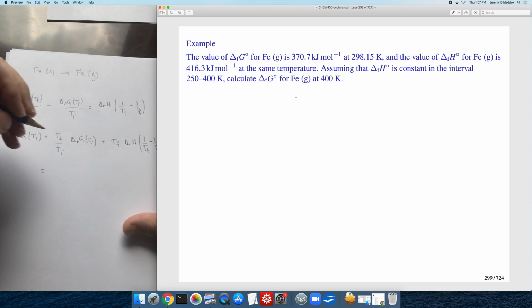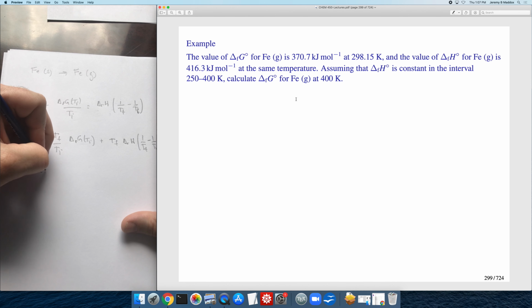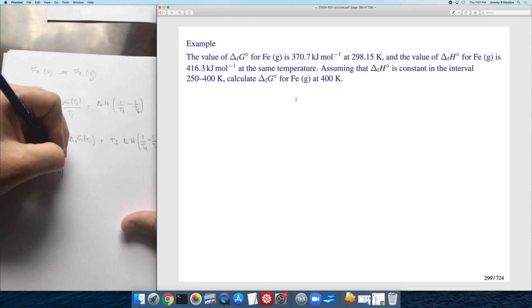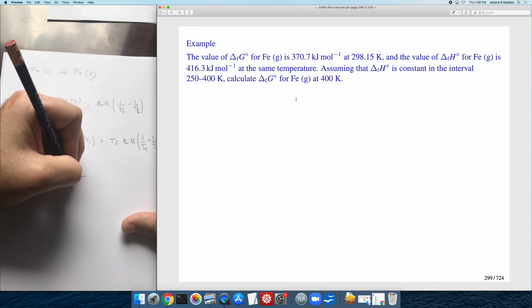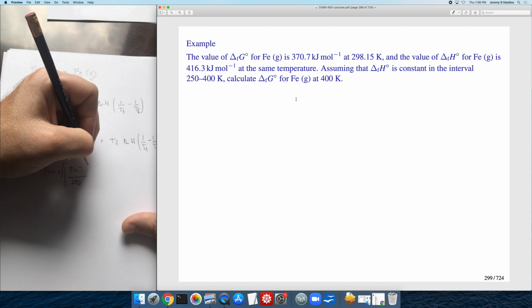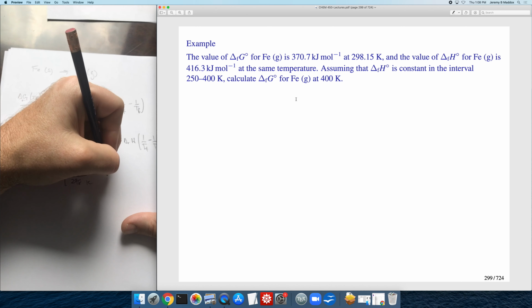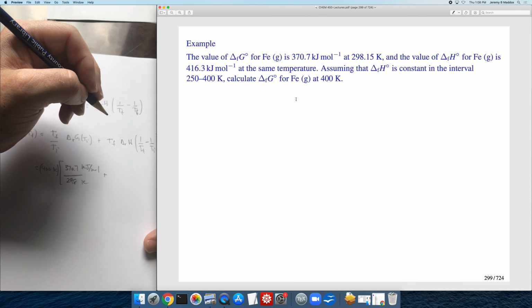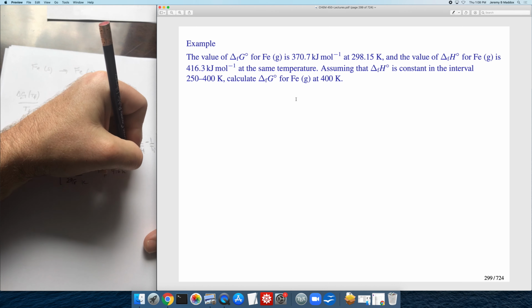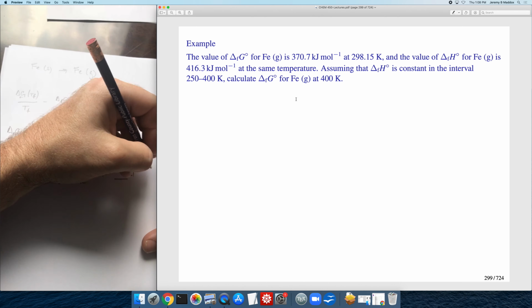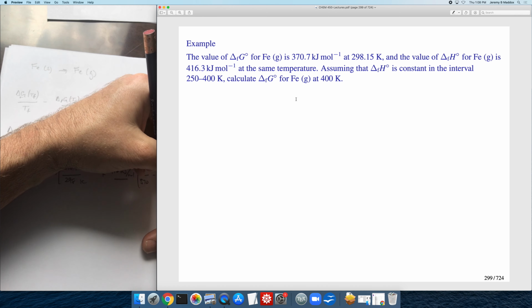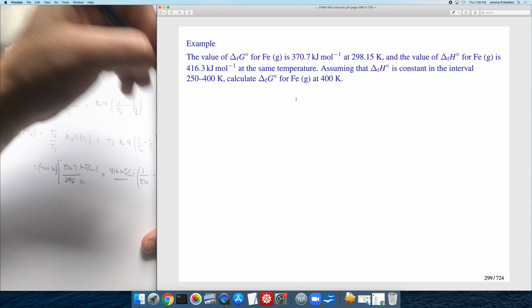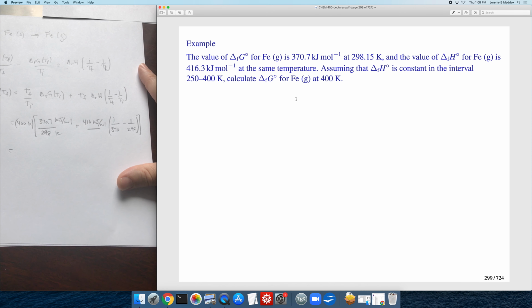So rearranging the equation for the unknown, I should have factored out the TF, which I will when I do the problem. That's 400 Kelvin, times the 370.7, divided by the initial temperature of 298, plus the delta H value of 416, and that's times 1 over 370 minus 1 over 298.